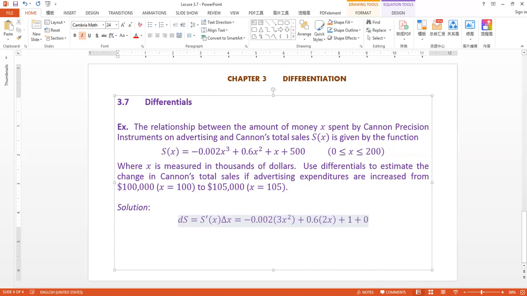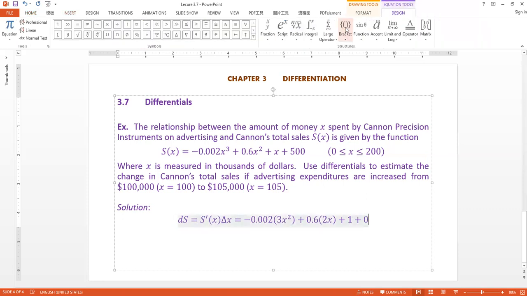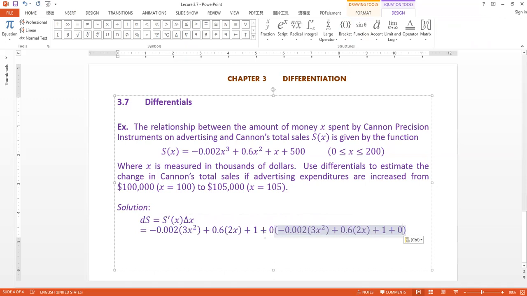And the derivative of 500 is 0 because it's a constant. So at the end, that's just the derivative. Okay, so we have to multiply the whole thing with the increment in x. Okay, I'm sorry, I forgot that.